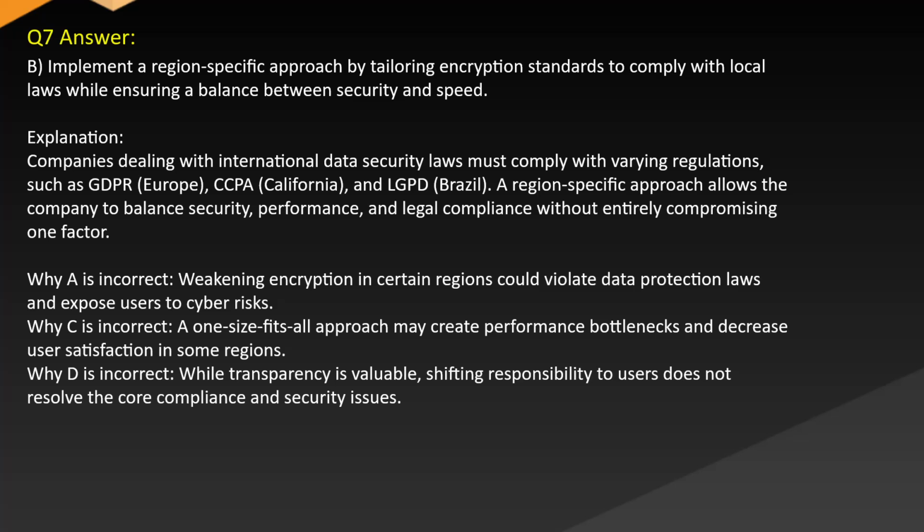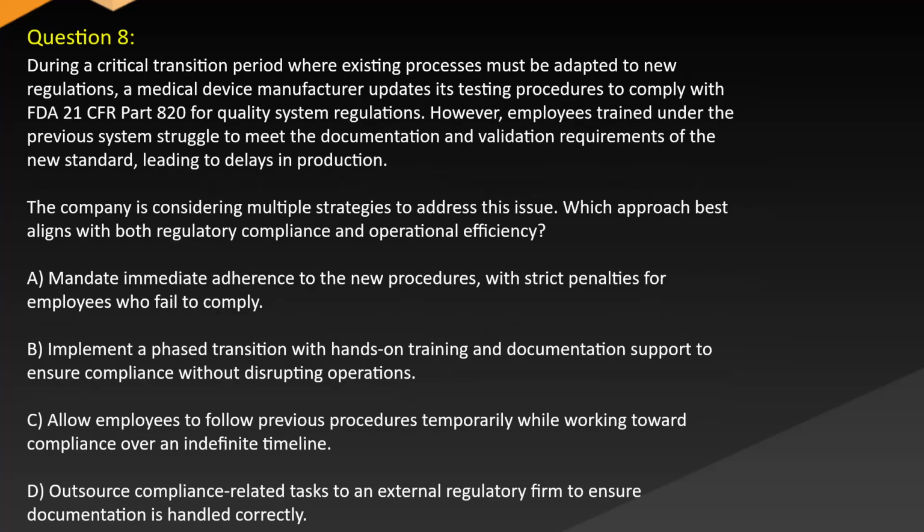Why A is incorrect. Weakening encryption in certain regions can violate data protection laws and expose users to cyber risks. Why C is incorrect. A one-size-fits-all approach may create performance bottlenecks and decrease user satisfaction in some regions. Why D is incorrect. While transparency is valuable, shifting responsibility to users does not resolve the core compliance and security issues.